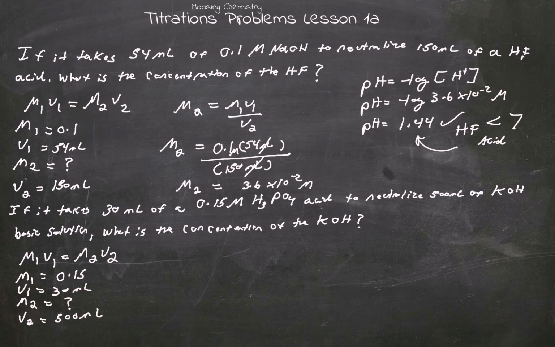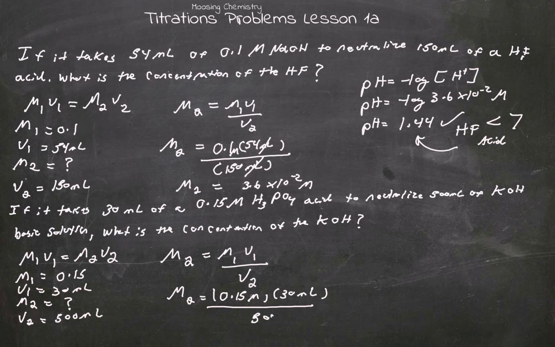Okay, so let's set this up. We're going to isolate again for M2. So M2 equals M1 V1 over V2. I'm sorry that the 2 doesn't look that great, so we're going to fix that too. There we go, that looks better. So M2 equals 0.15 molarity times our first volume, which was 30 milliliters, divided by our second volume, which was 500 milliliters. So the milliliters cancel out.